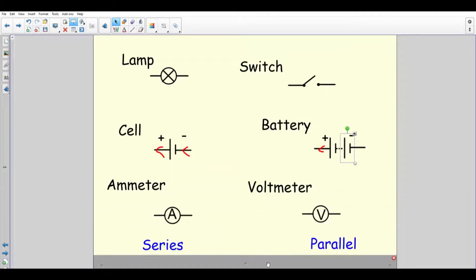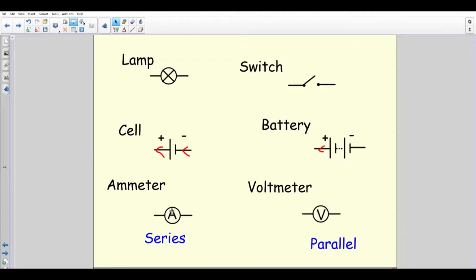Right, moving on to two other ones that we should know. We've got our ammeter and our voltmeter. Now, I'll put underneath these series and parallel because that's where they should go. So our ammeter should go in the main circuit in series because it's measuring the current through the circuit. And the voltmeter should go in parallel because it's measuring the potential difference across a component in the circuit or across a certain section of the circuit. So it's got to go in parallel to measure across.